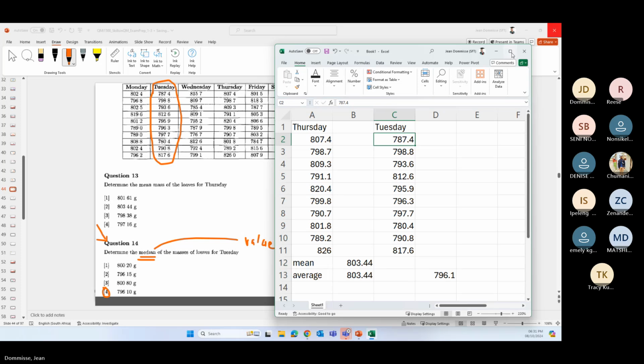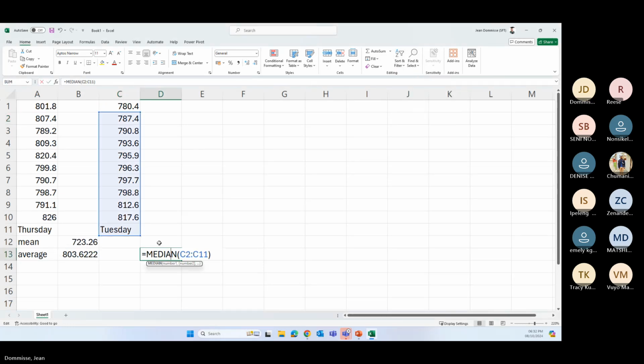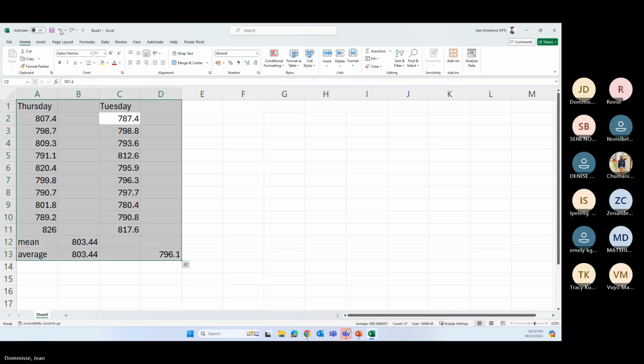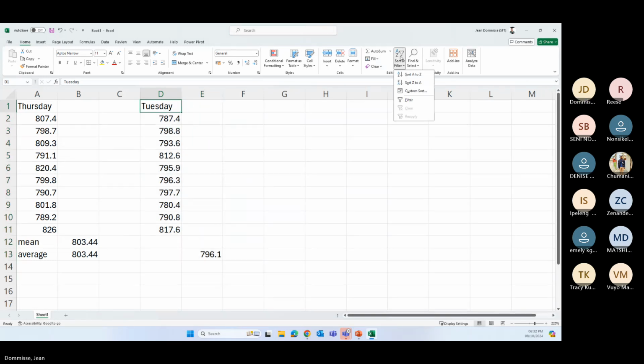So there is that sort and filter. We can say order it from smallest to largest. So that is still there. Let me just quickly undo that. I just want to have a gap between, so that that is also not ordered. Okay, so now we've ordered it.